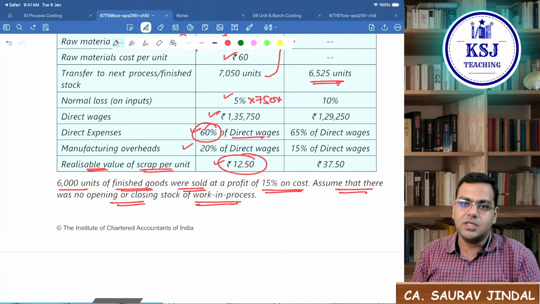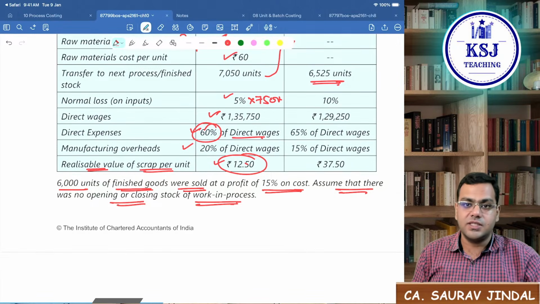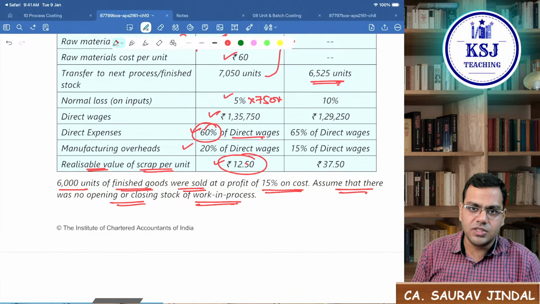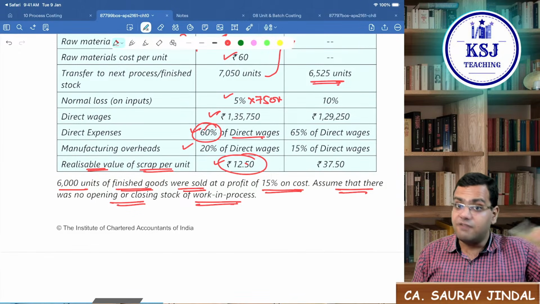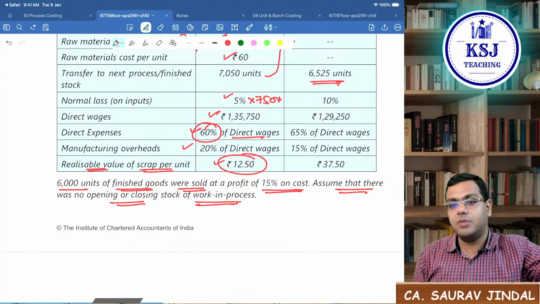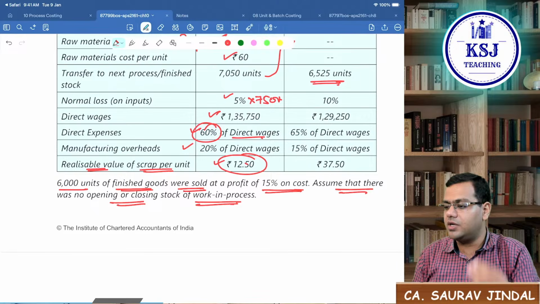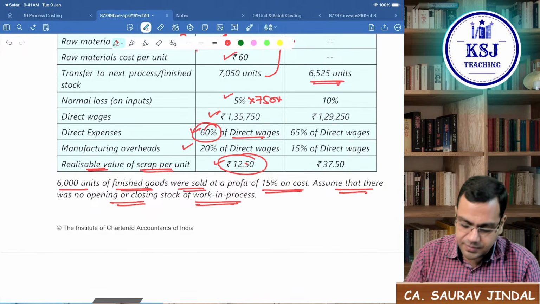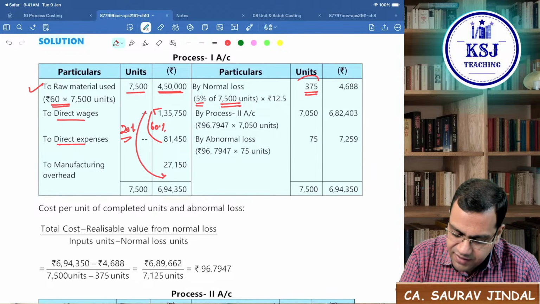Always remember this, right? If it is specifically mentioned that the scrap value of the normal loss is this, then it will only be a normal loss scrap value. If nothing is mentioned, then it is a scrap value for everything, for normal loss, for abnormal loss, for everything. This you have to remember. These small points are going to make a difference in the exam, right? Okay. So normal loss is 375 units.